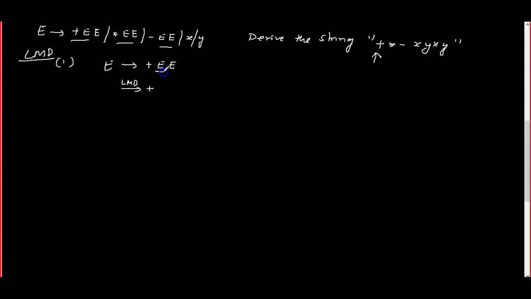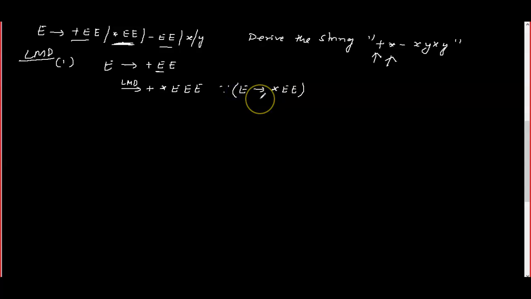This E, in the place of E, what can you substitute here? You can substitute all of these, but we want a star here. This is multiplication, because plus is already done. Now we want to derive this multiplication. So I will substitute this in the place of the left hand side E. So I write here a star E E, and this E stays as it is. So I have written in the place of E, a star E E.